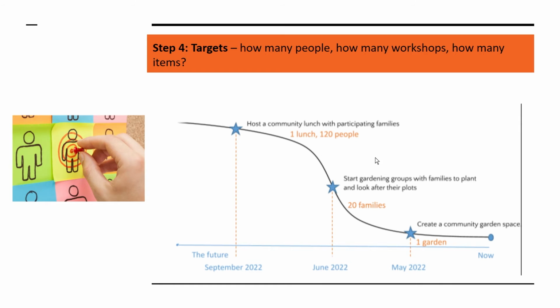For example, if we look at challenge 1 from the example in activity 1, families do not have access to fresh food every week, the project will create 1 community garden, work with 20 families, and host 1 lunch with 120 people. For each activity, add the relevant numbers.